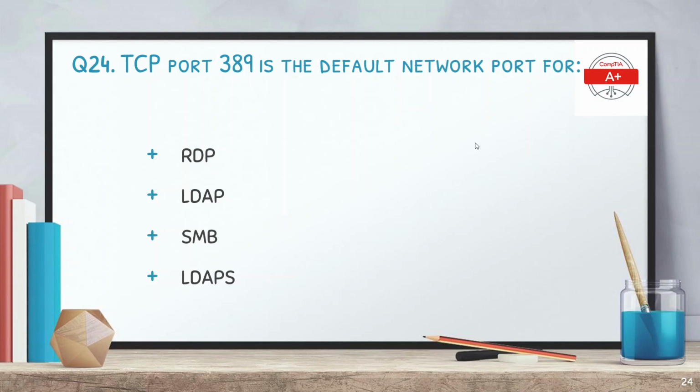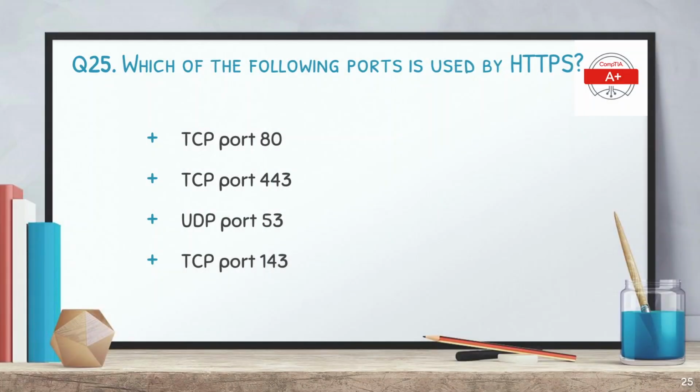Question number 24 is that TCP port 389 is the default network port for, the options are RDP, LDAP, SMTP and LDAPS, and the correct answer is LDAP or Lightweight Directory Access Protocol.